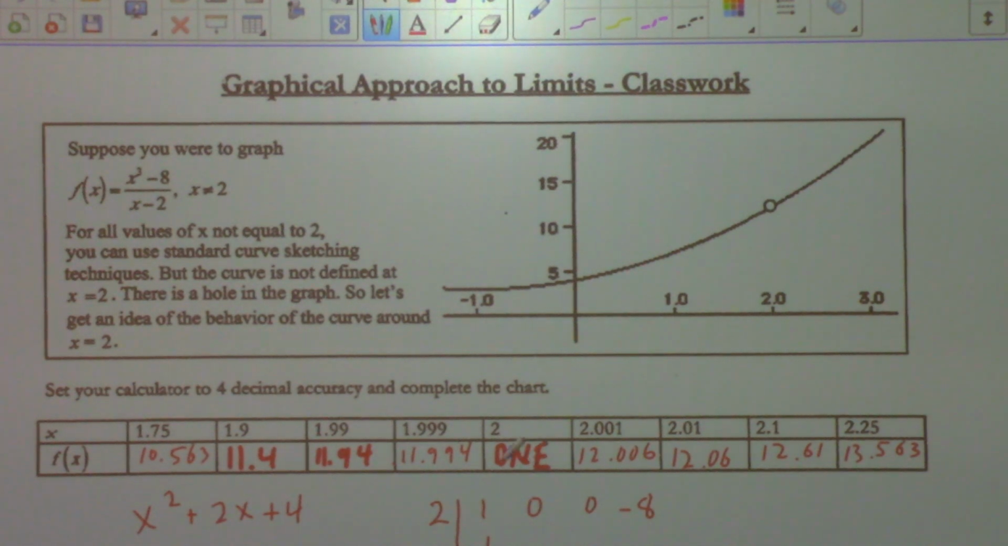So 12 is what we're zeroed in on. But do we ever actually hit 12 according to this function here? No, we do not. Because we have, what do we call this thing right here where the function does not exist? Discontinuity. We call this a discontinuity. Exactly. And what kind of discontinuity do we call it? A point discontinuity, okay?